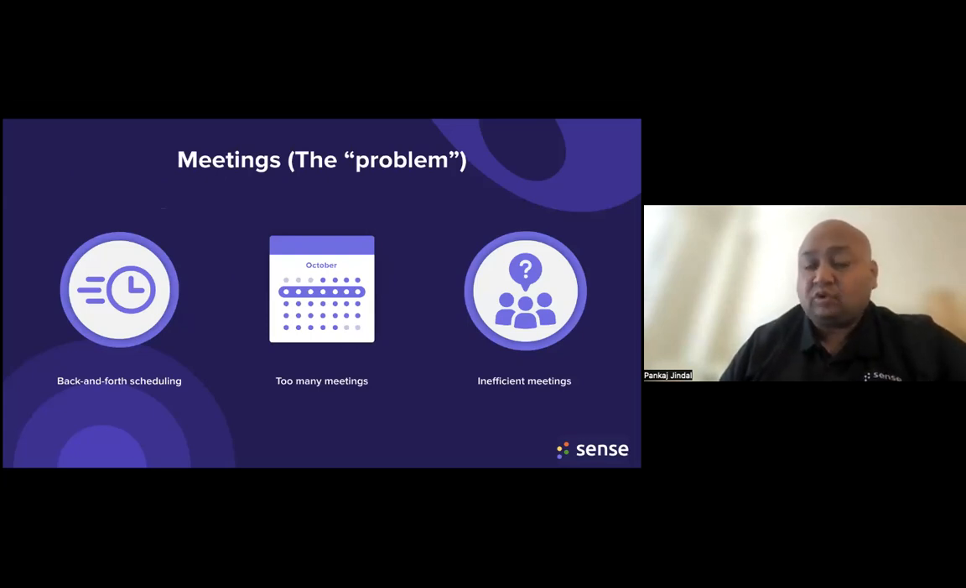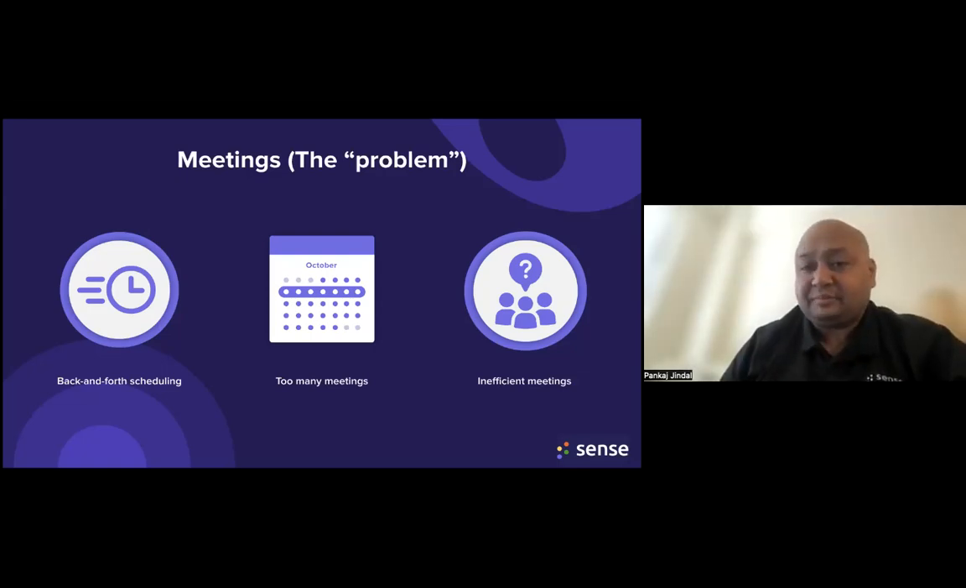There is back and forth scheduling. It might not surprise you to know, but there is actual research. If you Google it, it takes 6.7 emails today, 6.7 emails back and forth, to schedule any meeting. We're actually doing too many meetings, and all of them also tend to be inefficient. So, the amount of time that we're actually spending playing phone tag, responding to email, this process can take days.